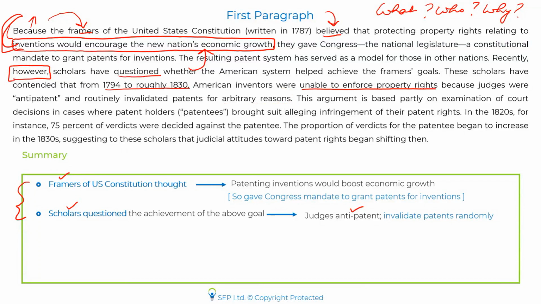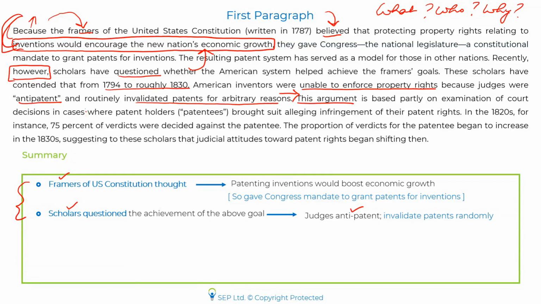Remember, this argument means the anti-patent argument, the invalidated for arbitrary reasons argument, is based partly on examination of court decisions. So these scholars must have examined the court decisions, and based on that, they came to the conclusion that the judges were anti-patent, or they invalidated patents for arbitrary reasons. Let's see these decisions in cases.